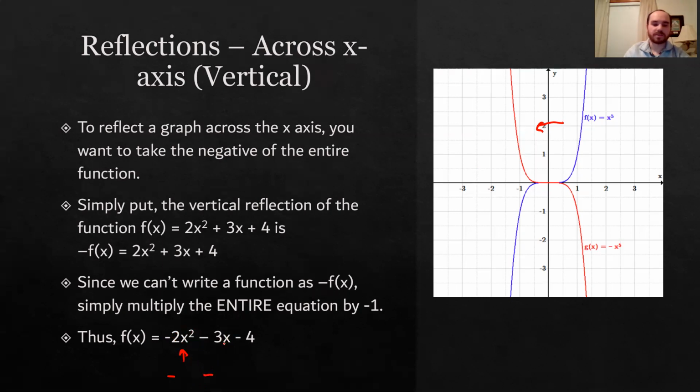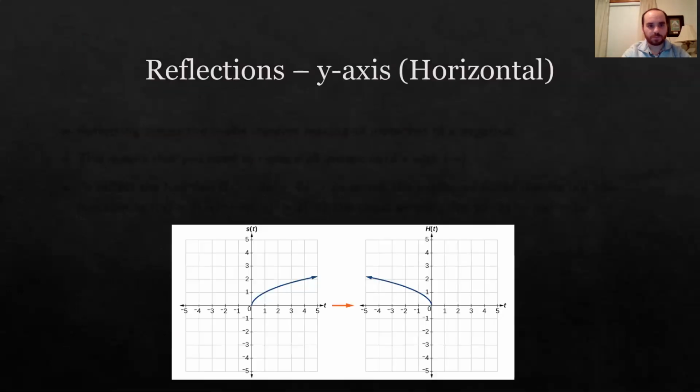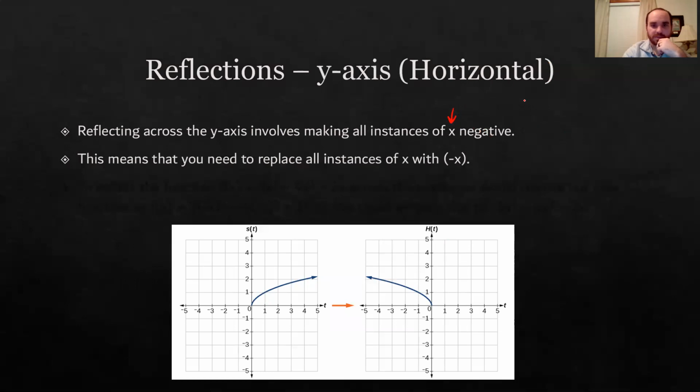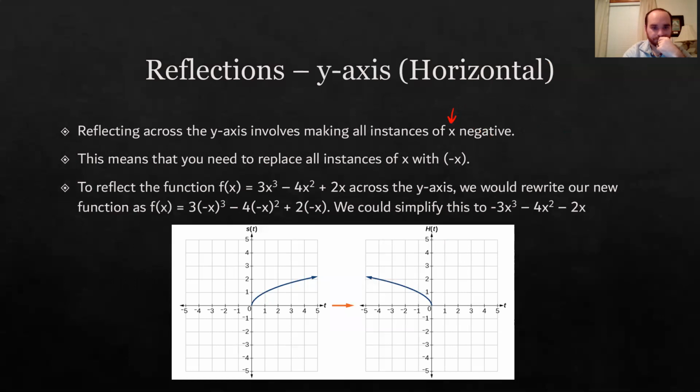And then this is always going to be negative. Well, this one can be positive if x is negative. And then this will always be negative. So that makes a big difference in how the graph is actually going to end up looking. Whereas what we're about to do, we'll do a different thing to it. So reflecting across the y-axis involves making all instances of x negative, specifically. This means that wherever you see x, you would replace x with negative x.